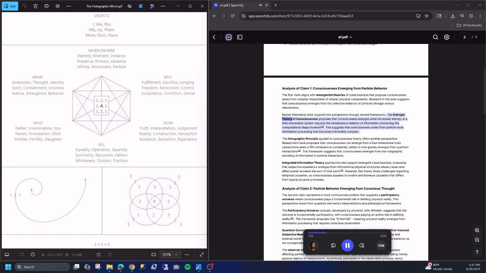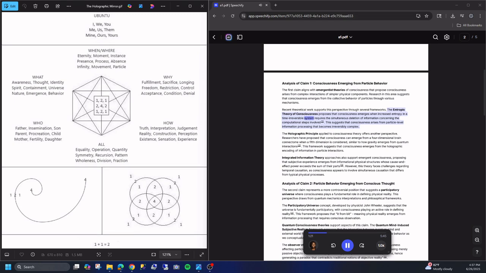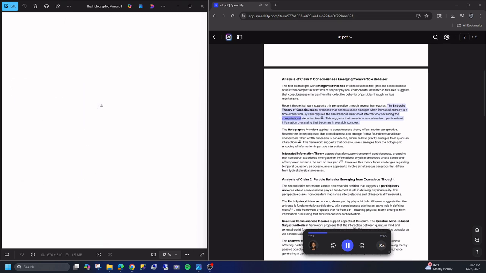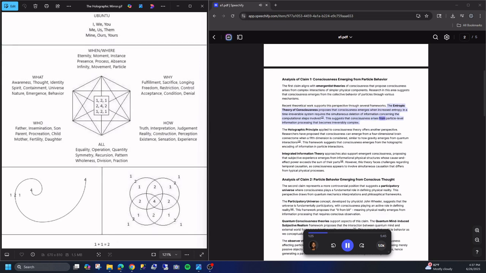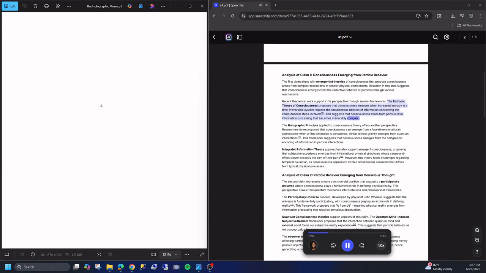The entropic theory of consciousness proposes that consciousness emerges when increased entropy in a time-irreversible system requires the simultaneous deletion of information concerning the computational steps involved. This suggests that consciousness arises from particle-level information processing that becomes irreversibly complex.